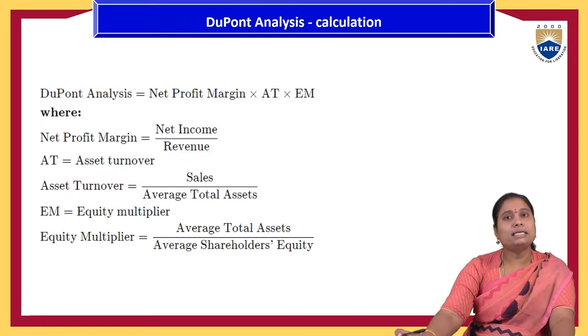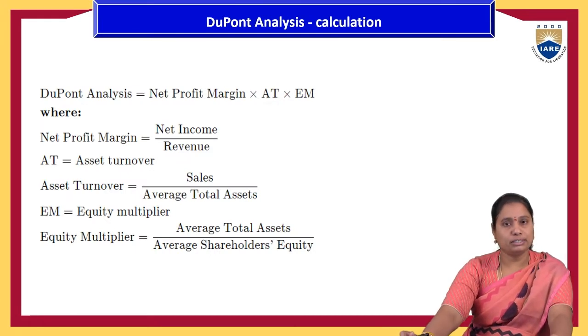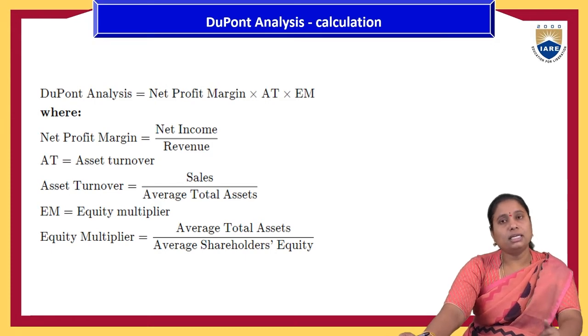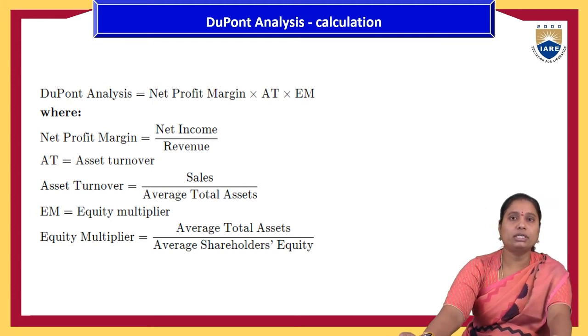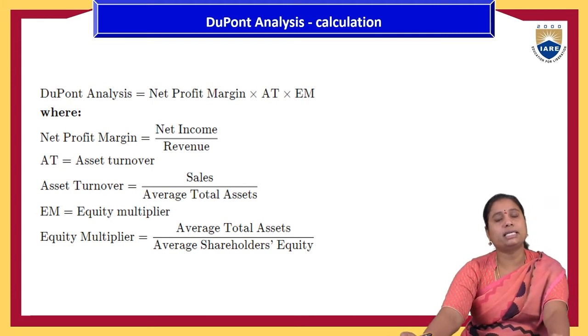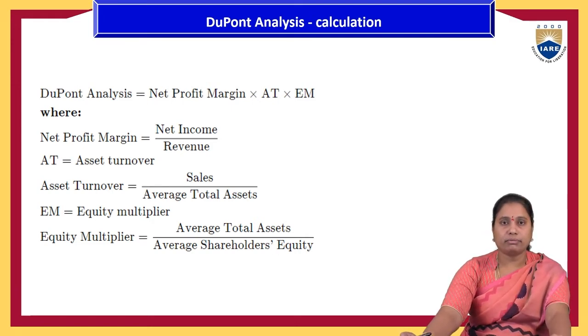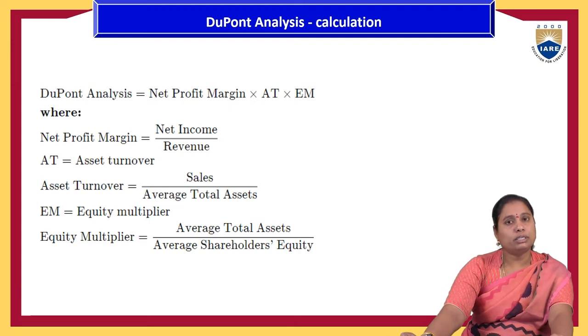For this DuPont chart analysis, the formula used is net profit margin times asset turnover times equity multiplier. The equity multiplier is taken into consideration. Net profit margin ratio, we have already seen how to calculate: net profit divided by total sales, or net income divided by revenue. And asset turnover ratio is calculated as sales divided by average total assets.